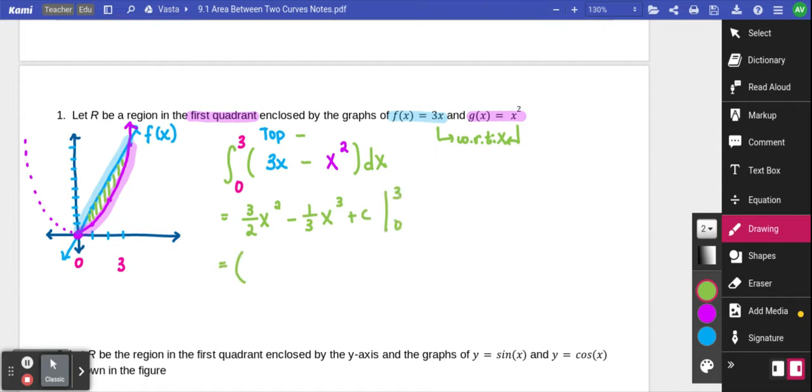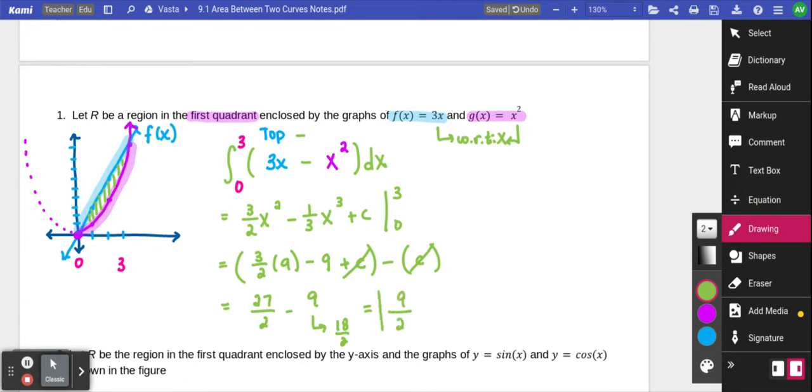If I plug in the number 3, I get 3 over 2 times 9, minus 3 cubed is 27, times 1/3 is just 9, plus c, minus if I plug in 0, I just get c. The c's cancel, so I end up with 27 over 2 minus 9. Now, as a note, 9 is really 18 over 2. So 27 over 2 minus 18 over 2 would just be 9 over 2. And that would be my final answer. The size of that area is just 9 over 2.